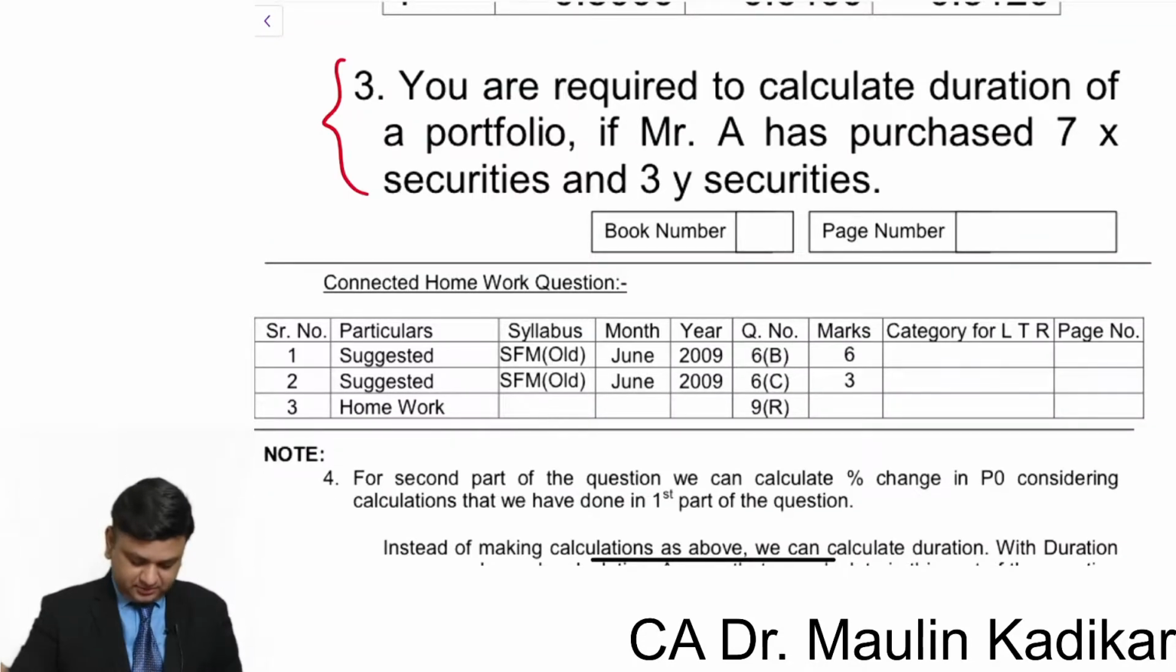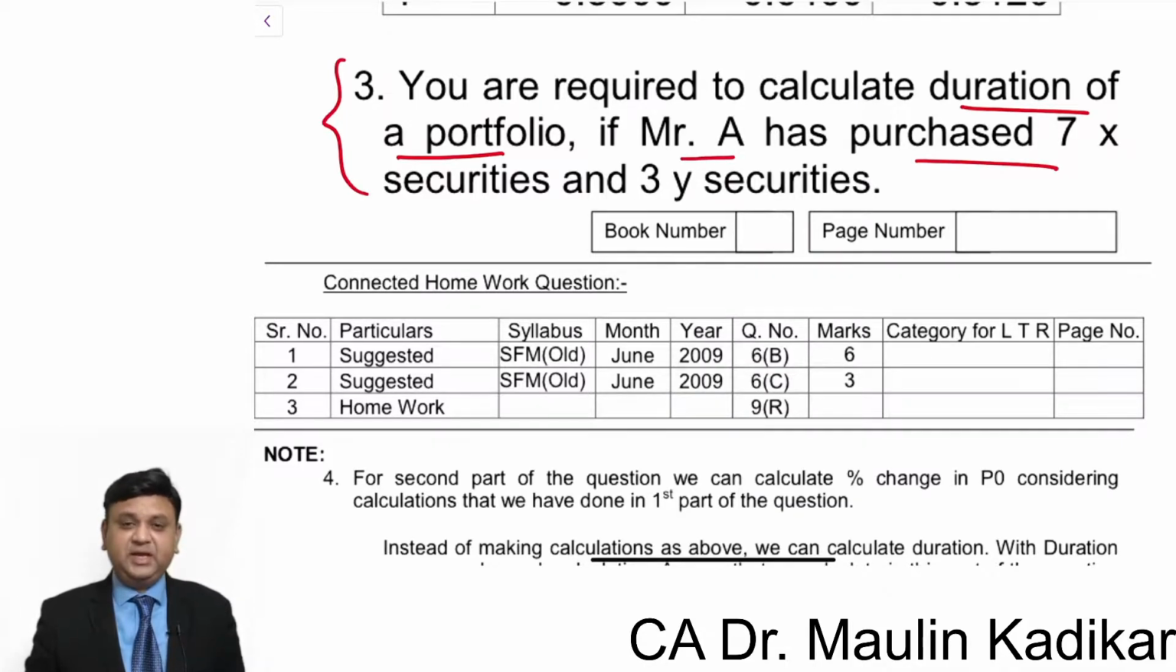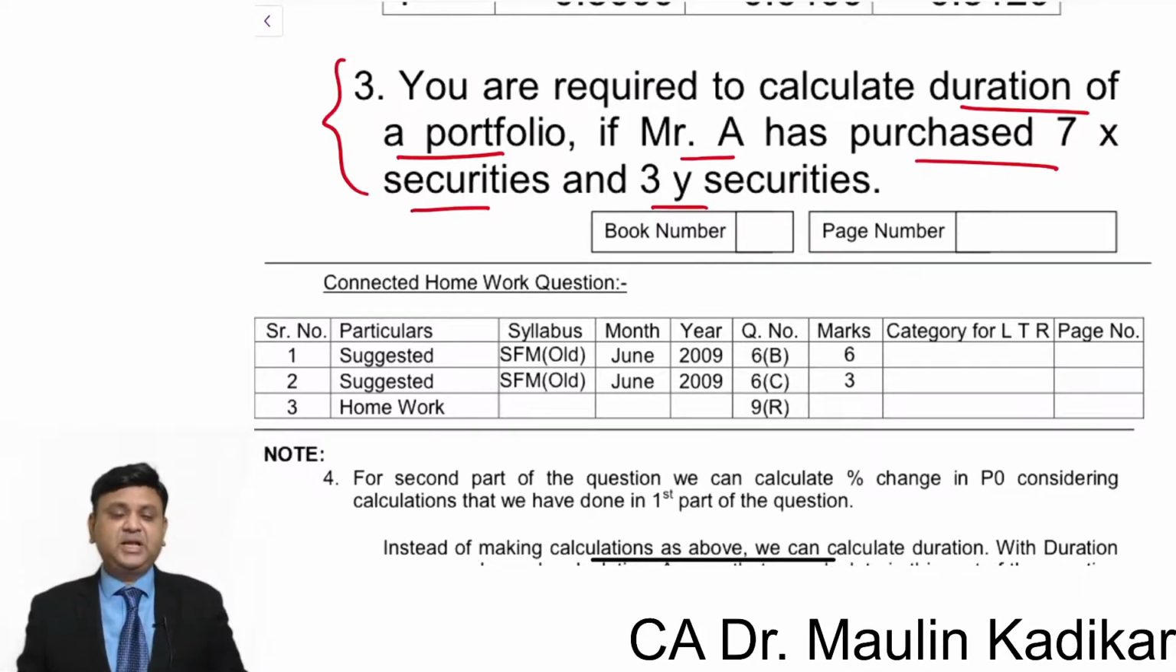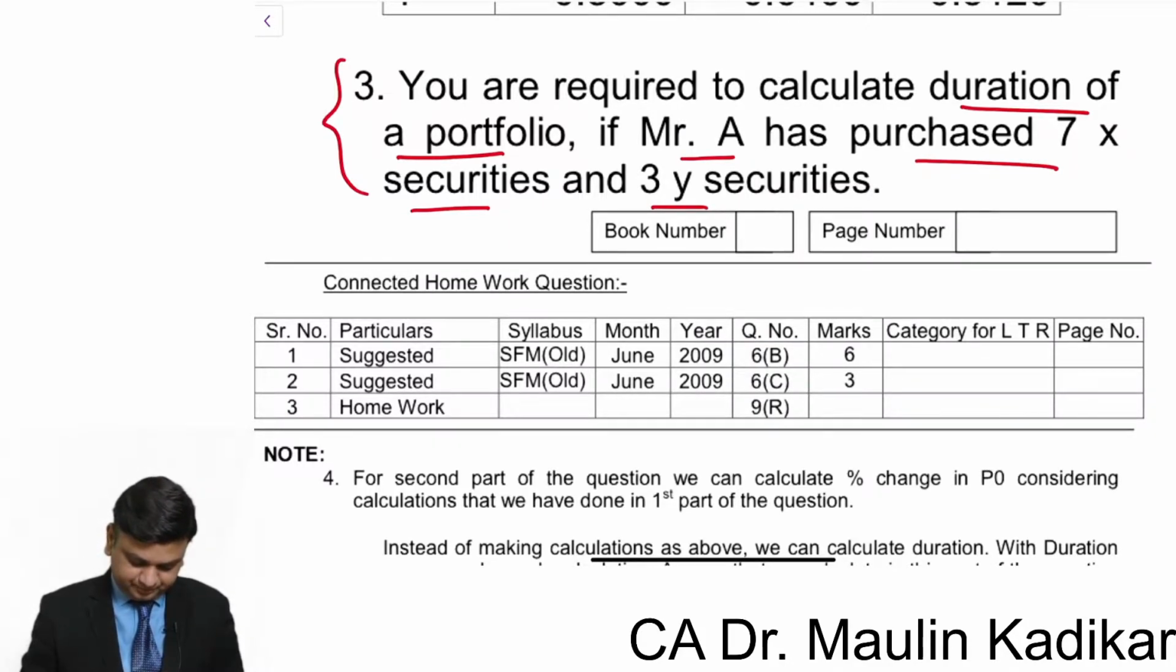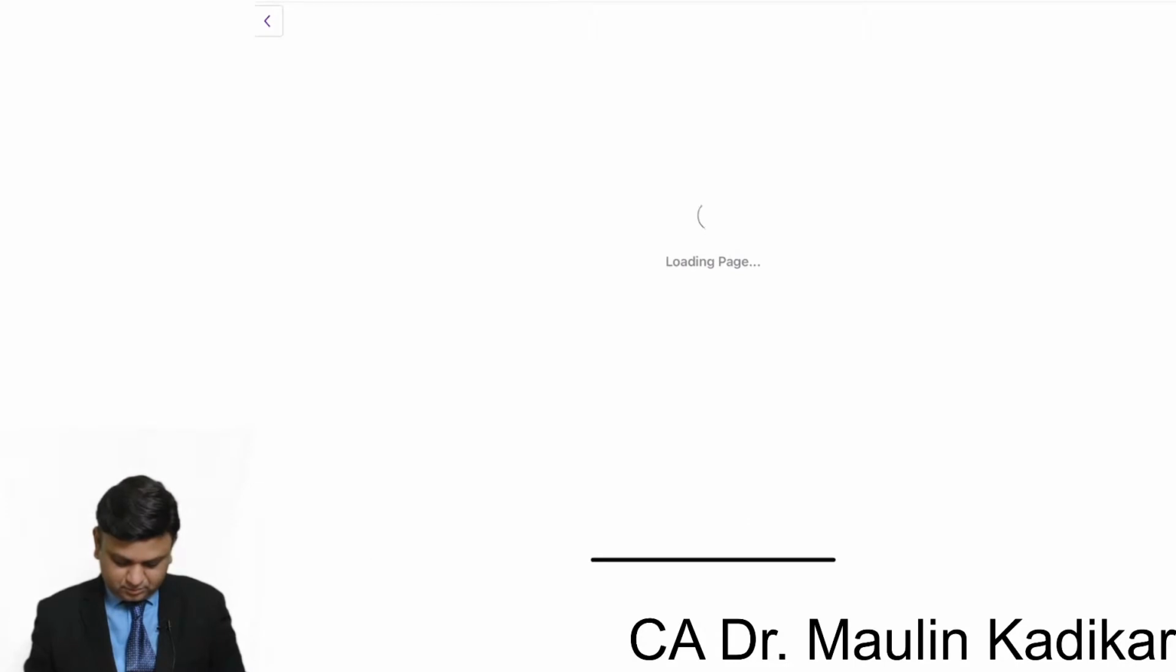Third part of the question, you are required to calculate the duration of a portfolio if Mr. A purchased 7 X securities and 3 Y securities. So the question is that you are required to make the computation of the duration of the portfolio. So please write an answer.